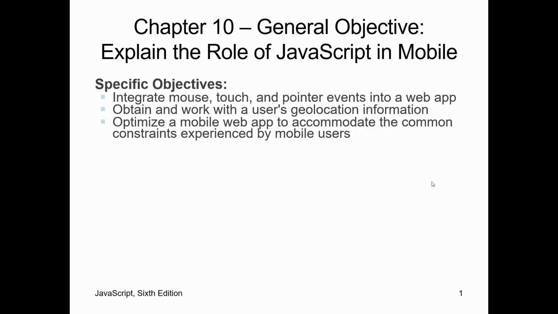We're up to Chapter 10 of 12, and here we're going to talk about the role of JavaScript in mobile development. Notice again we have a very small number of objectives. We want to be able to integrate mouse, touch, and pointer events into a web app, obtain and work with a user's geolocation information, and optimize a mobile web app to accommodate the common constraints experienced by mobile users. Before we even start, let's address these one at a time.